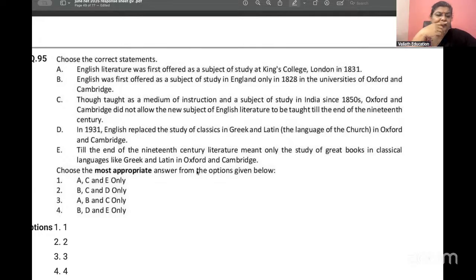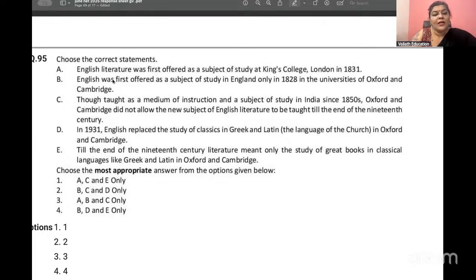Okay, let us look at this. B is definitely wrong. So answer cannot be 3 and 4. B is definitely wrong. This is wrong, I think. You should think like that. And then you can choose between 1 and 2. No, B is here also. So answer should be ACE.